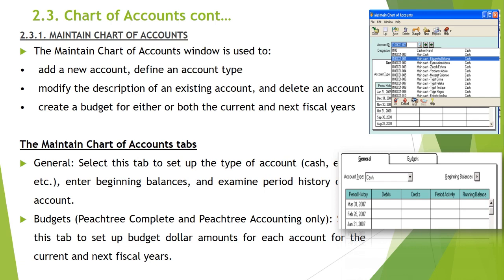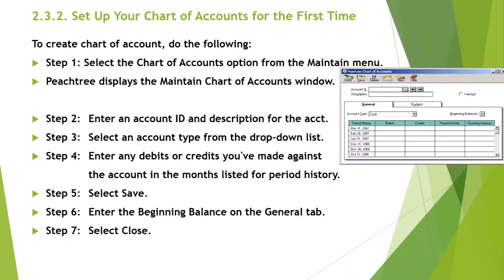Account segments. In Peachtree Premium Accounting, you can use a feature named Account Segments to view totals by account for department, division, or whatever sub-grouping you require. Maintain Chart of Accounts. The Maintain Chart of Accounts window is used to add a new account, define an account type, modify the description of an existing account, and delete an account. Create a budget for either or both the current and next fiscal years. The Maintain Chart of Accounts tabs.